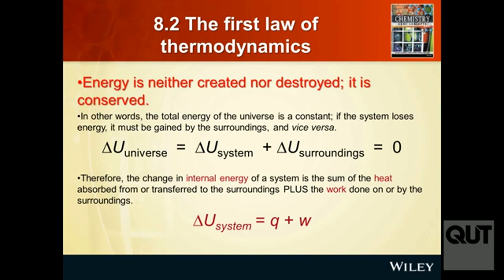Okay, so the change in the internal energy of a system then is the sum of the heat absorbed from or transferred to the surroundings plus the work done on or by the surroundings. If you remember our definition of the system and the surroundings and so forth, we talked about the ability to transfer heat or to do work. And so this is the mathematical equation that gives us that. So the change in the internal energy of a system must be equal to the heat absorbed from or transferred to the surroundings plus the work done on or by the surroundings.